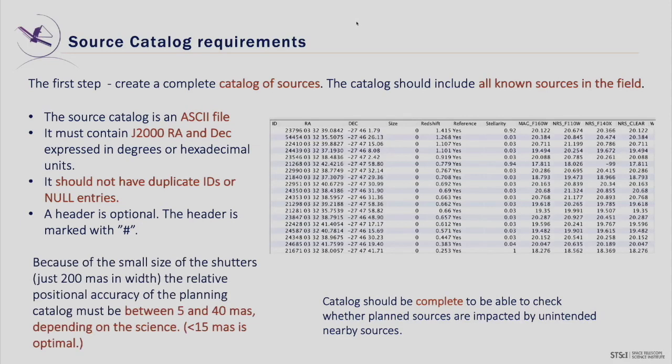Okay, and so because of the small size of the shutters, you want between 5 and 40 milliarcseconds as the usable accuracies, and whether it's usable or not will depend upon the science that you want to do. So for moderately extended sources, you might be able to get away with 40 milliarcseconds in the relative astrometric accuracy. But less than 15 milliarcseconds is for optimal TA planning and observation with the MOS mode.